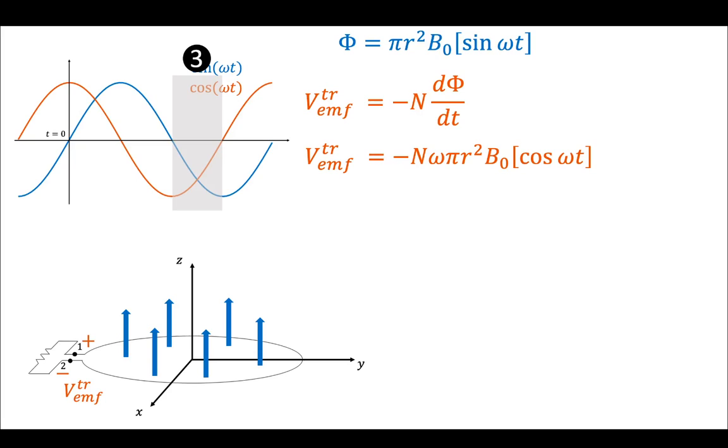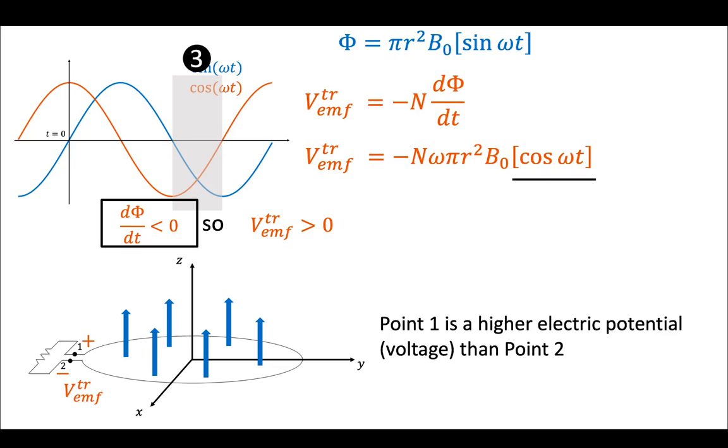Now in region 3, let's again look at the blue sine wave. The blue sine wave in this region is negative, and it is getting more and more negative, increasing in the negative direction. The red cosine wave is also negative in this region. So if the value of cosine omega t is negative, and we still have that leading negative sign, this means that d phi dt is less than 0, but the transformer EMF voltage is greater than 0. So point 1 is still at a higher electric potential than point 2. The current flows from positive to negative, so this is a positive polarity. The current is flowing from positive to negative, and the transformer EMF is greater than 0.